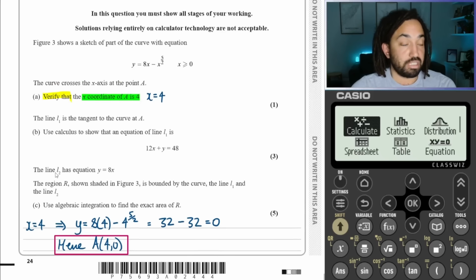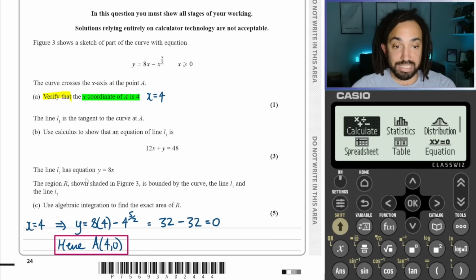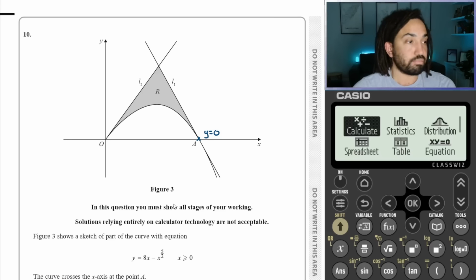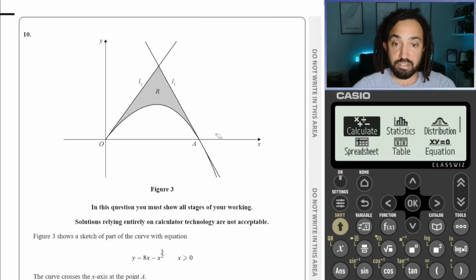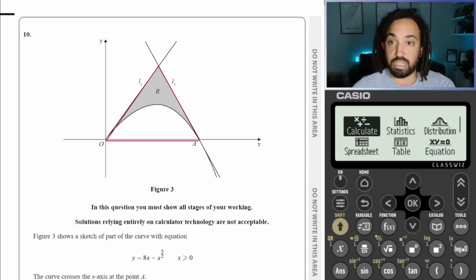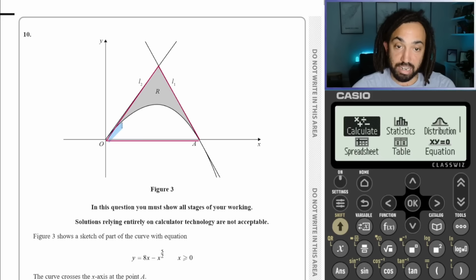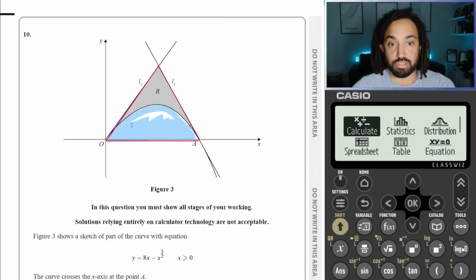Okay, now it says that the line L2 has the equation y is equal to 8x, and we're asked to work out by integration the area of R. Okay, so we're going to split this area up into two shapes. We have a triangle, which I'm going to outline in red, and then we're going to have the area under this curve, which I'm going to colour in blue.